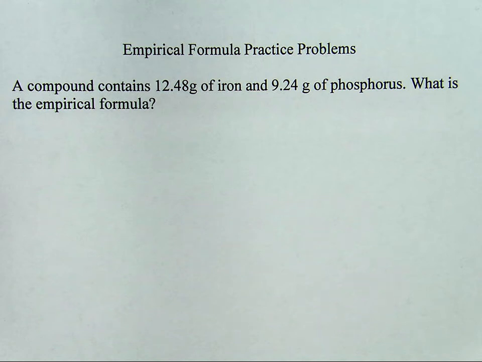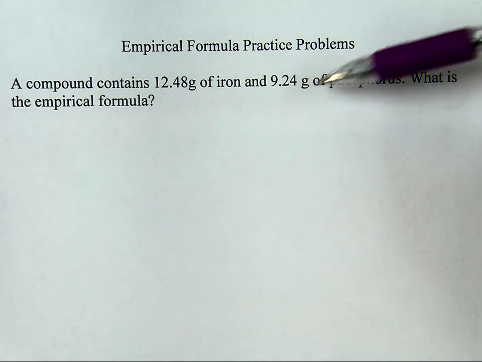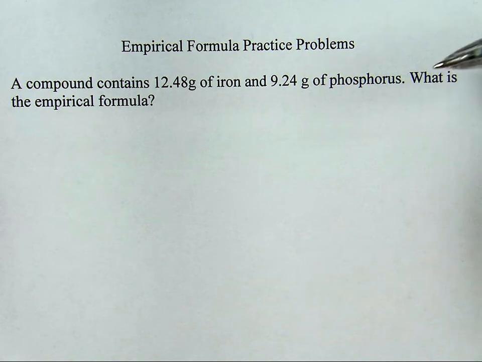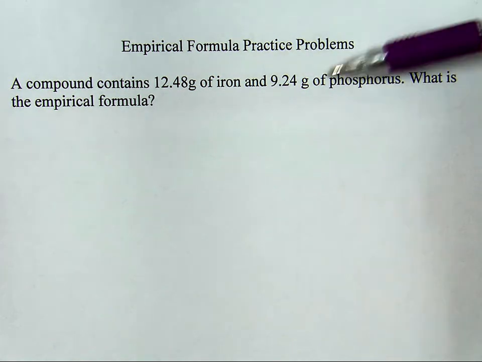Okay, let's talk about how to go about solving these questions regarding empirical formulas. If you want to find the empirical formula for something, you are finding a ratio between the moles of one element and another. That's basically what an empirical chemical formula is: a ratio of the moles. In this case, it would be a ratio of moles of iron to moles of phosphorus.